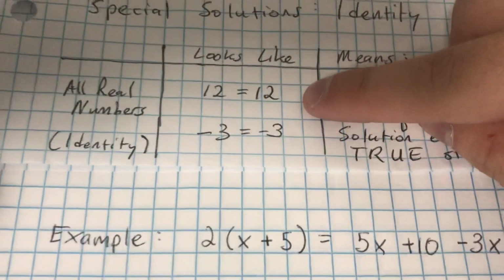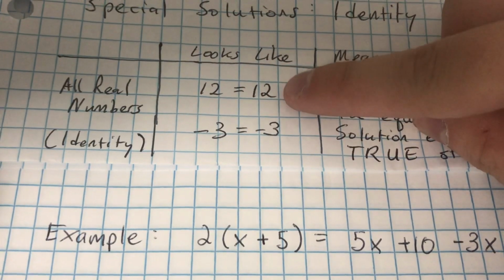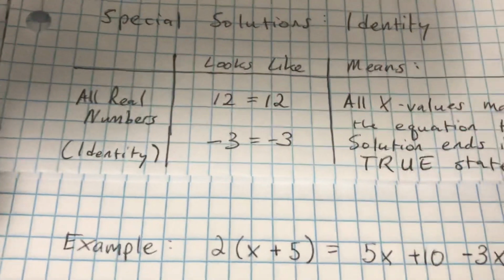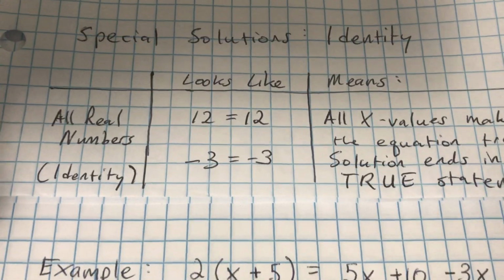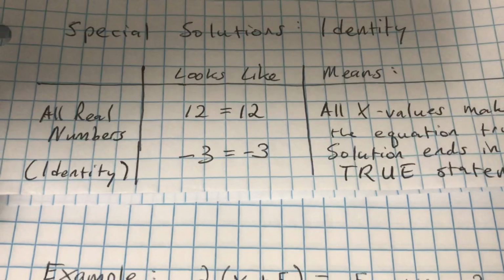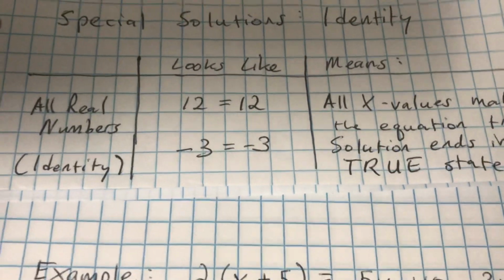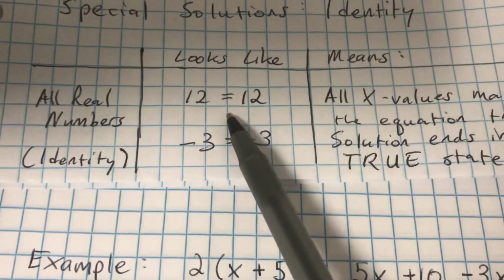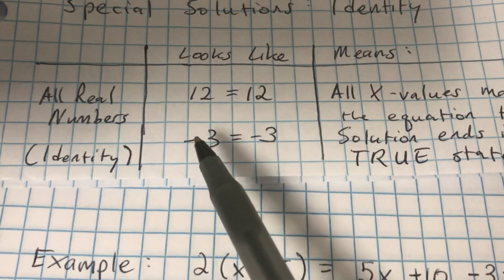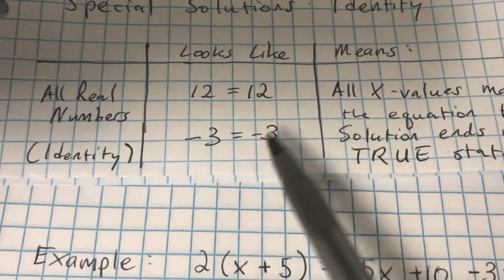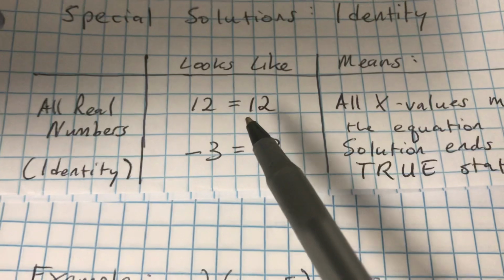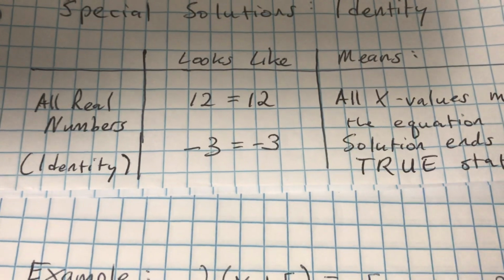Things that you could get when you solve the equation: you could get 12 equals 12, or negative 3 equals negative 3. Basically, you're going to get a number equals a number, and it's going to be a true statement. This is different from the contradiction solution, in which you would get two numbers, but they would not be the same. You would get maybe 8 here and 9 here, or negative 3 here and 15 here. Those are not equal to each other.